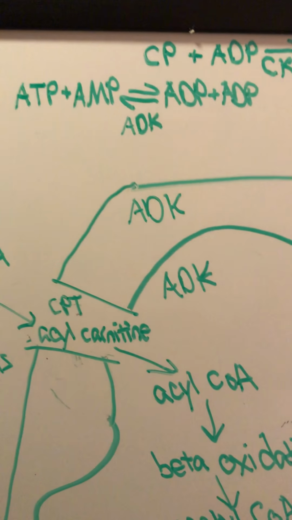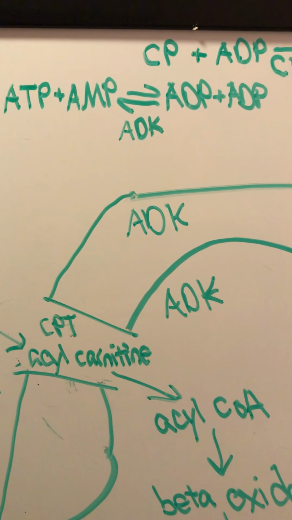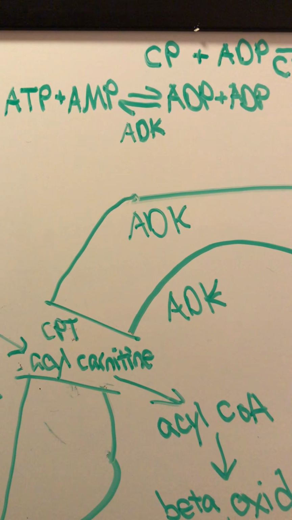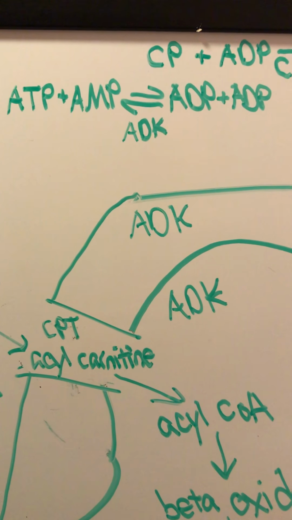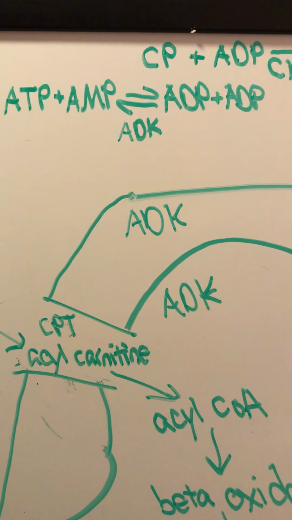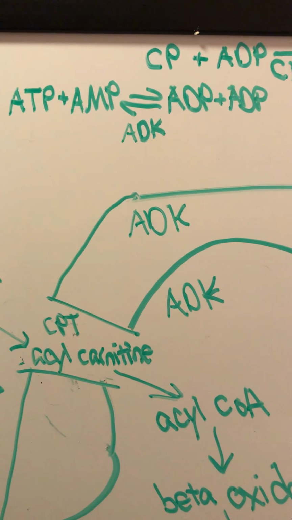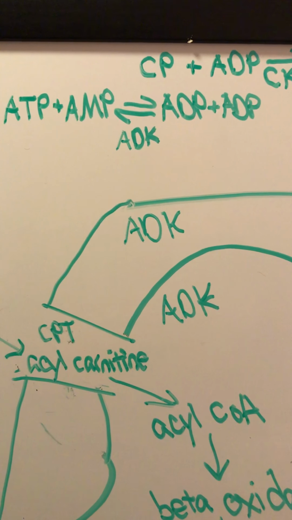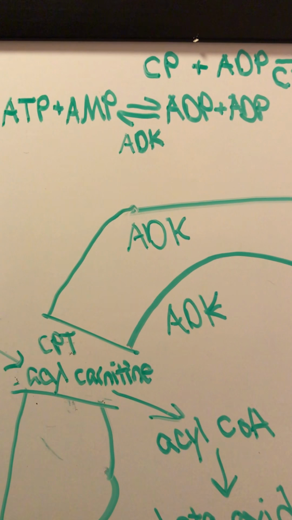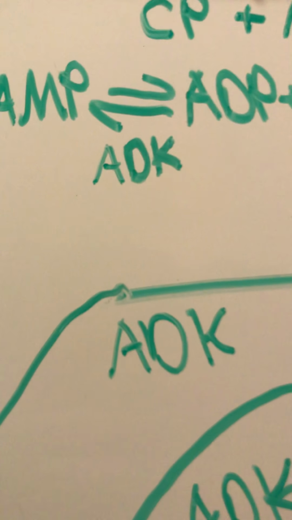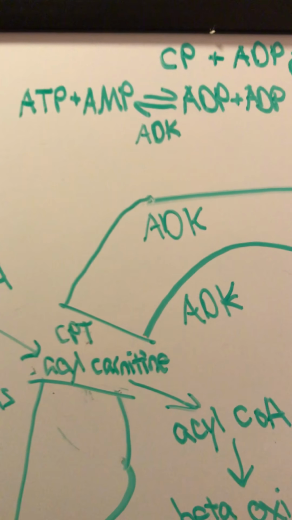Another easy one, we have the myokinase or adenylate kinase reaction. It's a reversible reaction, and it involves the synthesis of two ADPs from ATP and AMP, or the synthesis of ATP and AMP from two ADPs. Notice once again, this ADK, the enzyme catalyzing the reaction, is in the cytosol.